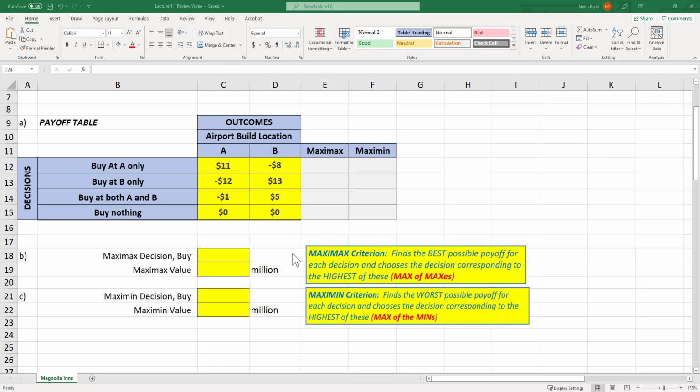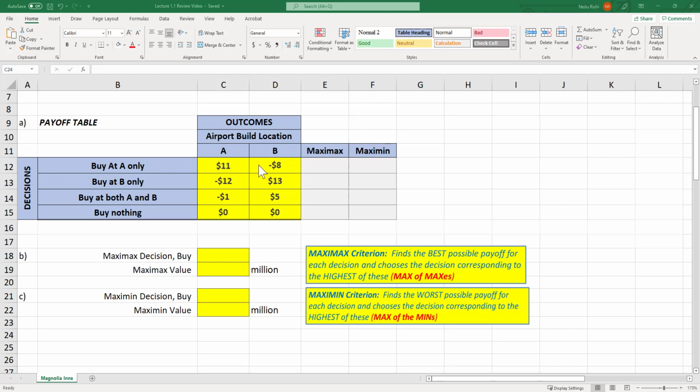Now that we have the payoff tables, we can calculate the maximax and the maximin. So we have a reference here to what the maximax means as well as what the maximin means. And we're going to calculate it using this payoff table. Now the maximax finds the best possible payoff for each decision.